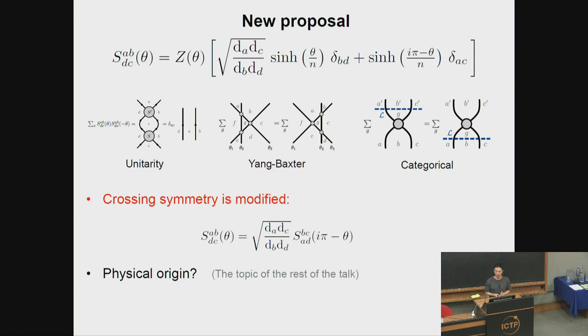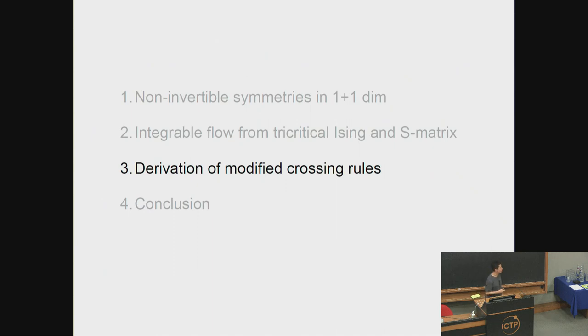So far, I only presented our conjecture and observed that the crossing symmetry is modified in our conjecture. In the rest of my talk, I'm going to explain what the physical origin of this ratio of quantum dimensions is, and why this modification of crossing symmetry is in some sense natural. So now let's move on to the derivation.